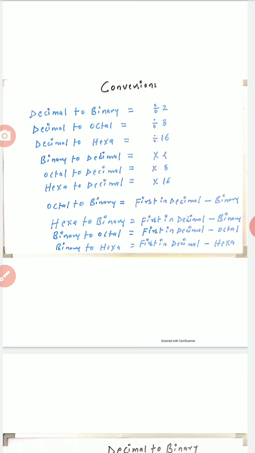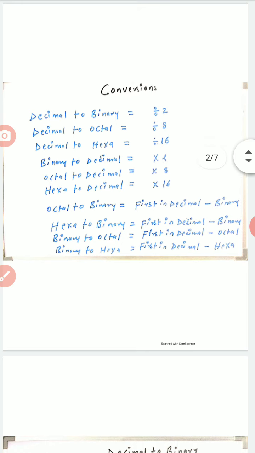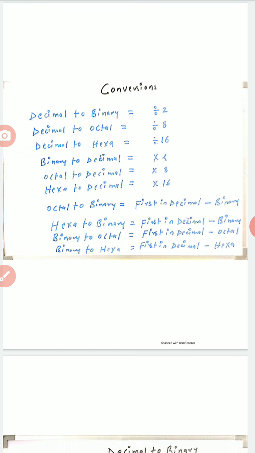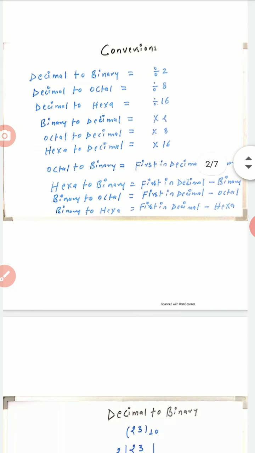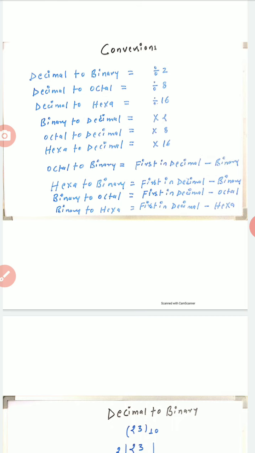If you are converting just the opposite, from any number system to decimal, then of course you need to multiply. Suppose you are converting binary to decimal, then multiply by 2; octa to decimal, then multiply by 8; and hexa to decimal, then multiply by 16. So these are the common forms: decimal to binary, octa, hexa, and from binary, octa, hexa to decimal. If you learn only two things, how to convert from binary to decimal and decimal to binary, then you can do all the questions related to it.